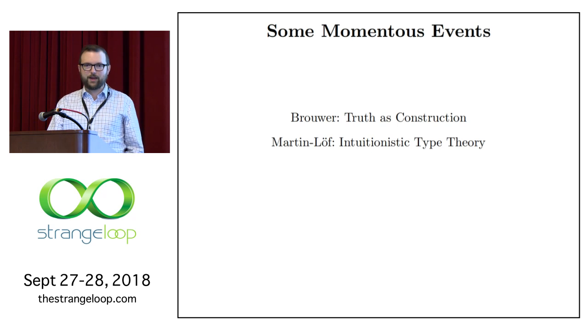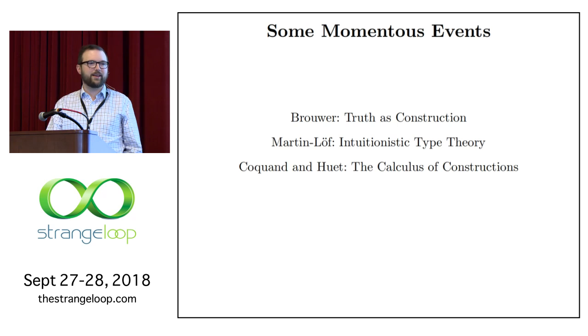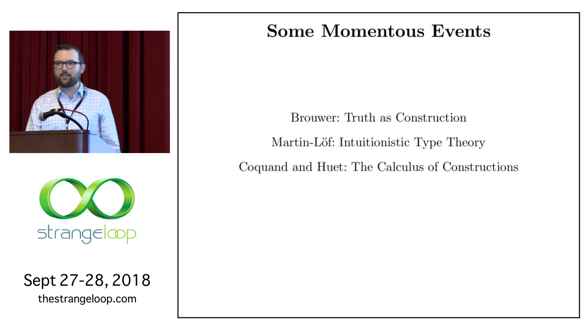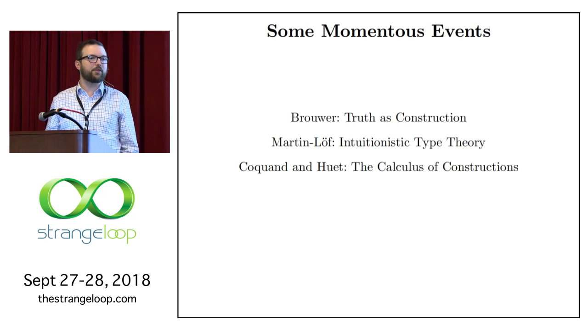And Per Martin-Löf put out a few different versions of his intuitionistic type theory. And meanwhile, Thierry Coquand and Huet were working on the calculus of constructions, which was another approach to doing this. And it turns out that Martin-Löf's type theory and the calculus of constructions look an awful lot like functional programming languages.